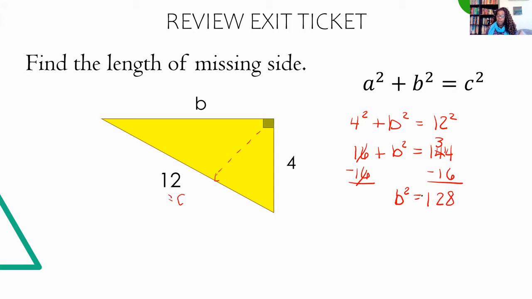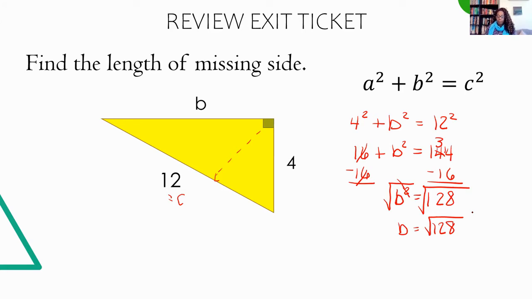So now we're going to do the inverse of square, which is the square root. So that square and that square root, they cancel each other out. So now we have b equals the square root of 128. Now, could we leave it like this? Of course we could, but we always want to get it down to the simplest form.